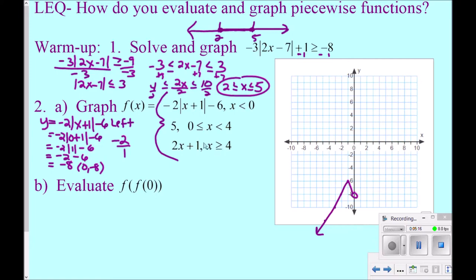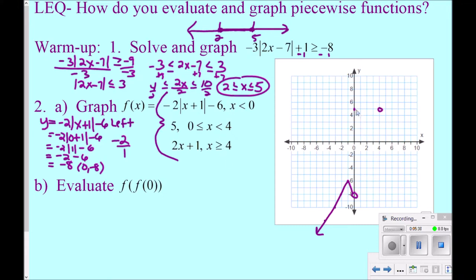So I'm going to start this horizontal line at y equals 5, but I'm going to start it at x equals 0. So 0, 5, I'm going to put a closed point because of the equal sign. And 4, 5, I'm going to put an open point because of the not equal sign.